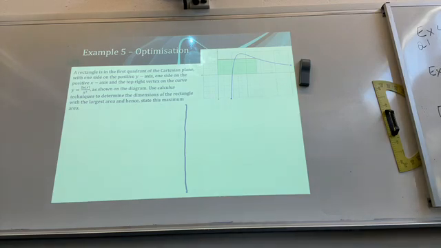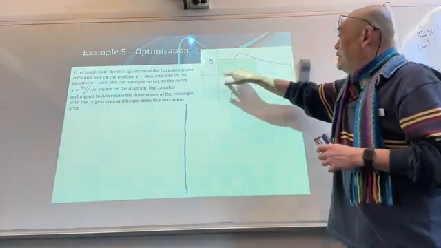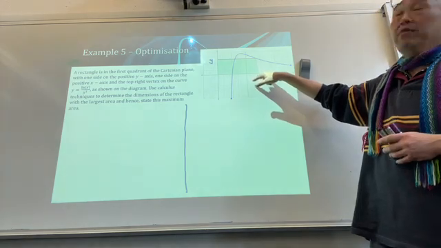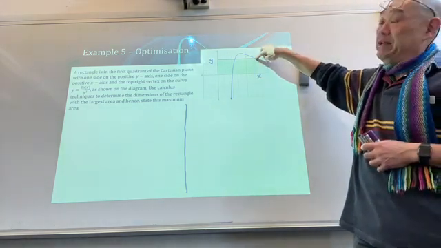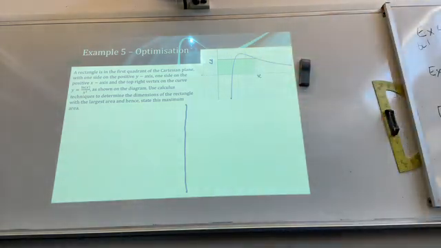Just x and y. So this distance is y, this distance is x. And then look at what this point is. That point will be (x, y), and you know what y is.